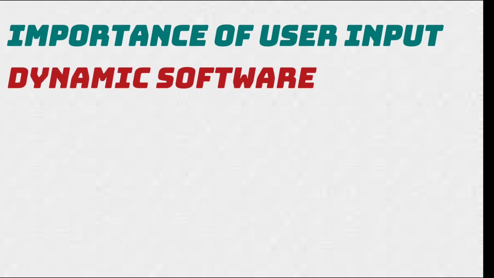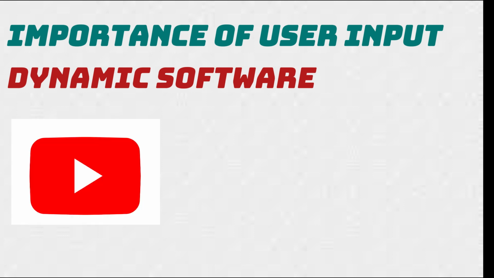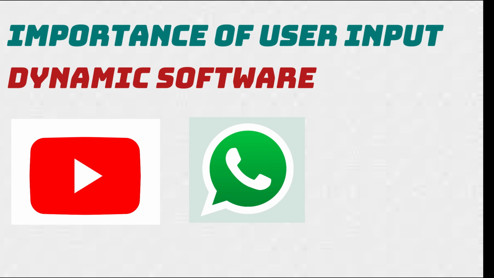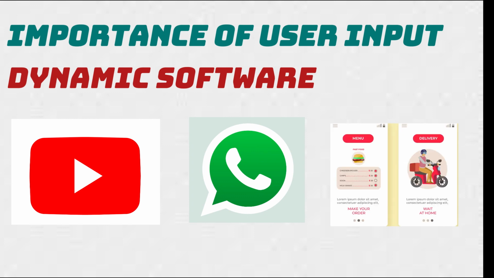Dynamic software. These applications interact with the user, taking input and providing feedback. Examples include YouTube, where you search for videos and post comments, WhatsApp, where you send messages, and food delivery apps, where you enter your address and select items. Most modern applications are dynamic and require user input to function. Therefore, almost all programming languages provide ways to capture user input, and Python is no exception.